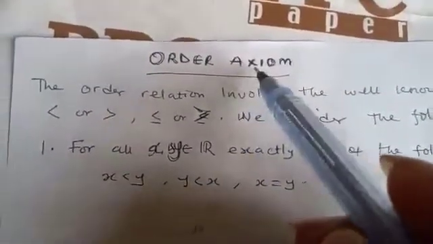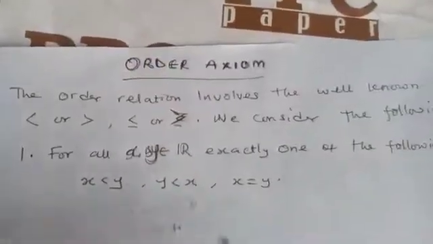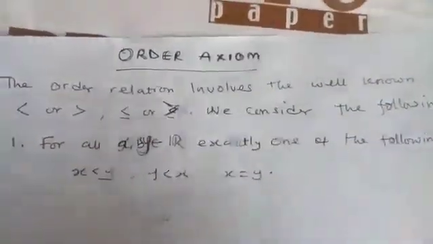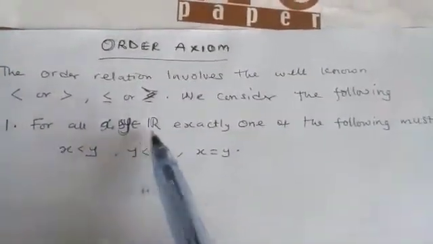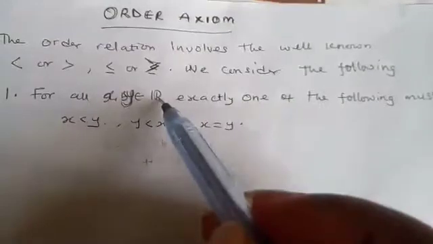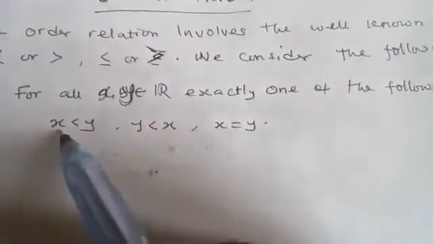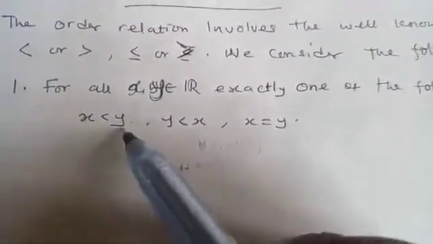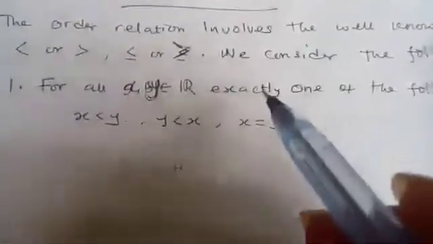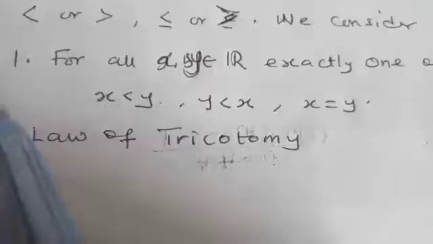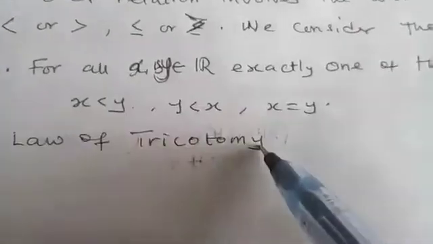The other axiom is the well-known inequality, that is less than, greater than, or equal. So the first axiom we'll consider is this: for all x and y belonging to R, exactly one of the following must hold. That is, if you take two real numbers, either x is less than y, or y is less than x, or they are equal to each other. This law is what we call the law of trichotomy.